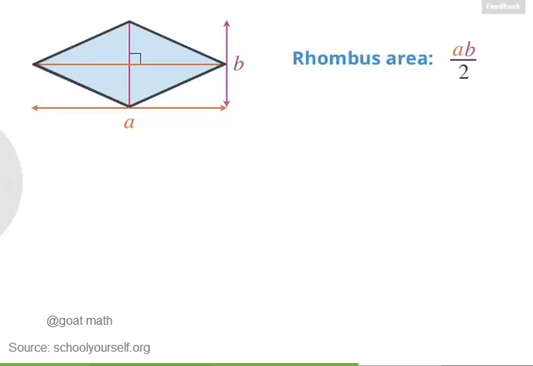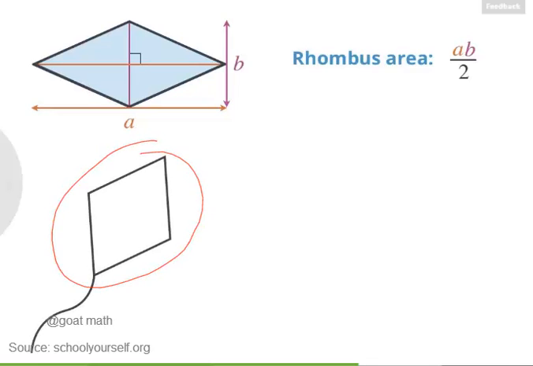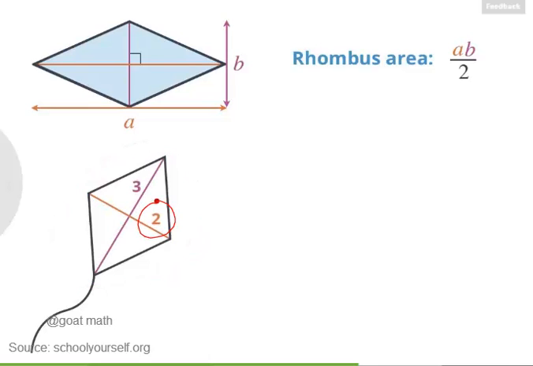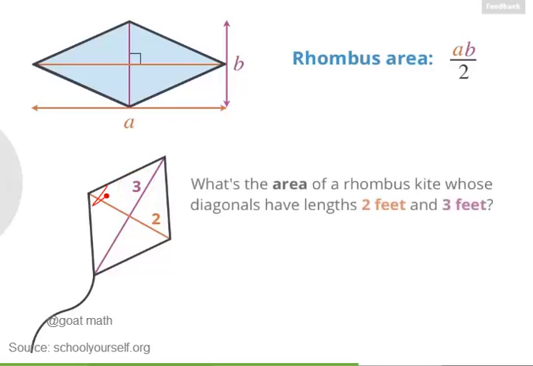Let's take this formula for a spin. Suppose you have a kite that's shaped like a rhombus. You measure the diagonals and you find that they have lengths of 2 feet and 3 feet. So what's the area of this rhombus? Nicely done. You multiplied 2 and 3 and then divided by 2 to get an answer of 3 square feet.